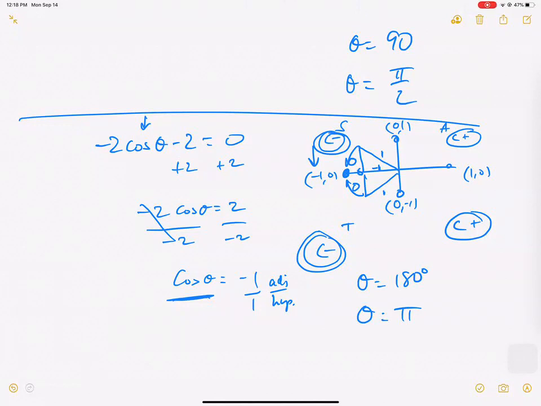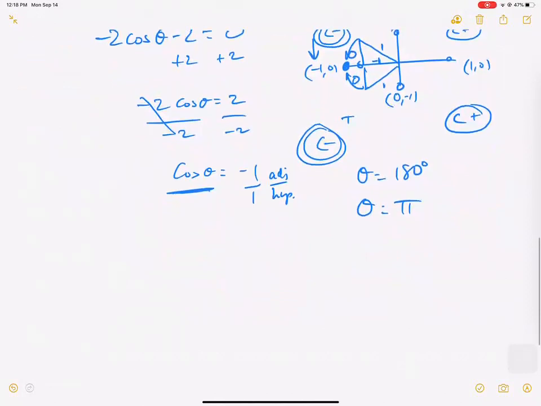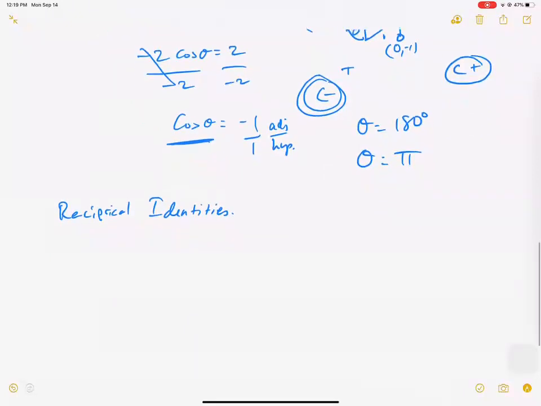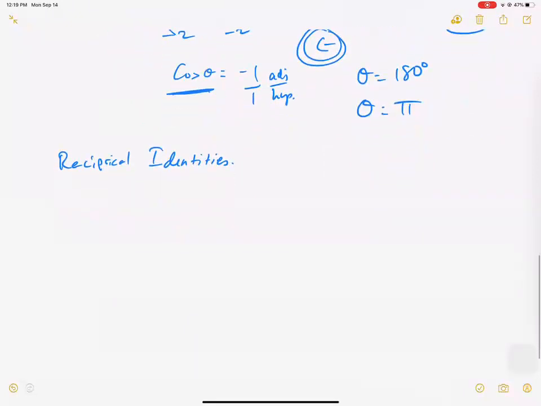So let's move on today. A couple of things I want to make sure you guys are okay with are what we call reciprocal identities. Reciprocal identities. And what we're trying to say quickly in a nice fashion is that sine of theta is the same as cosecant, but as a flip version.